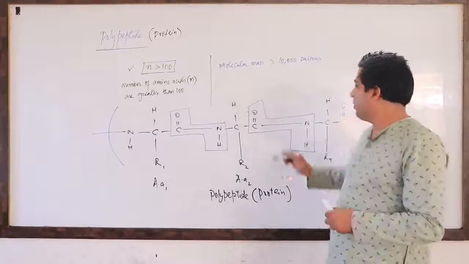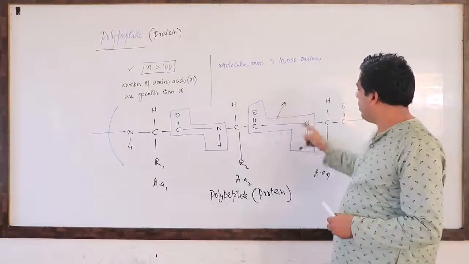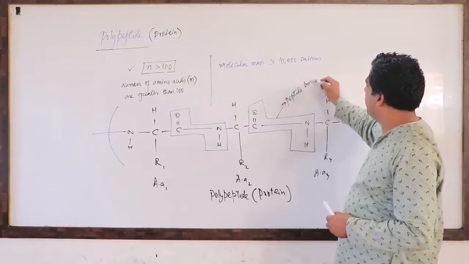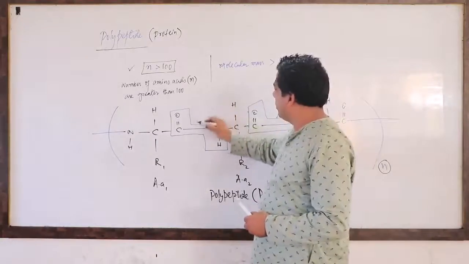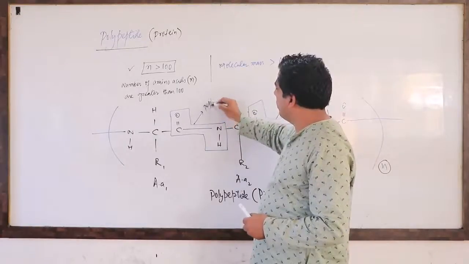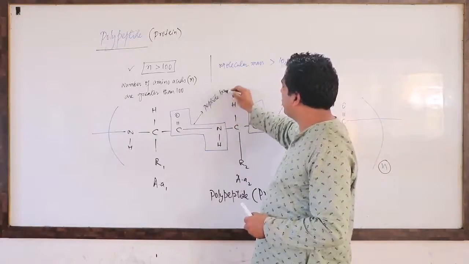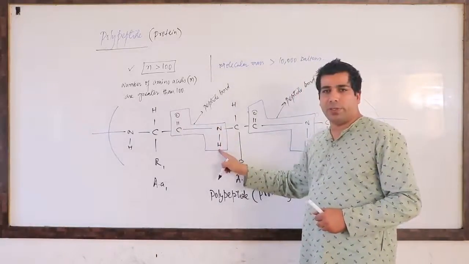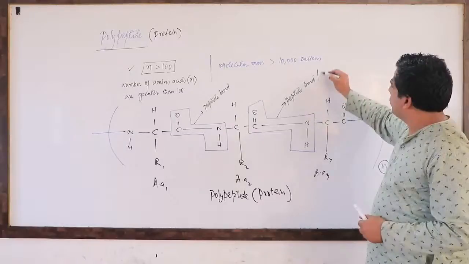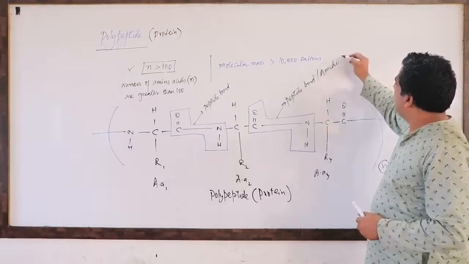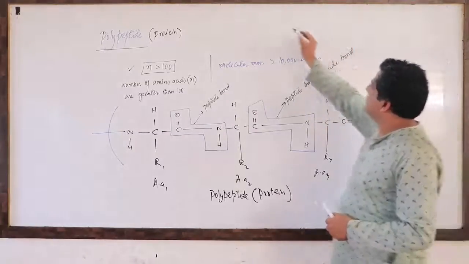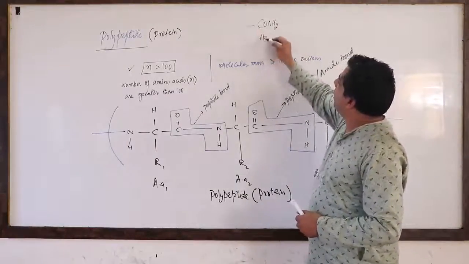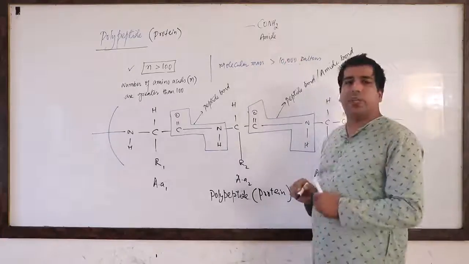So my dear friends, now you have seen here, this CONH bond is your peptide bond. This is your peptide bond, and here again, this CONH bond is your peptide bond. So these are the peptide bonds. Remember, CONH bond is the peptide bond. And this peptide bond is also known as amide bond. You know why amide bond? Because you know the formula of amide. CONH2 is amide. Okay? It's a functional group, amide.